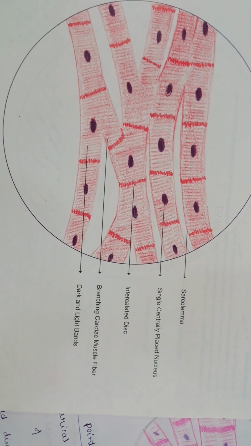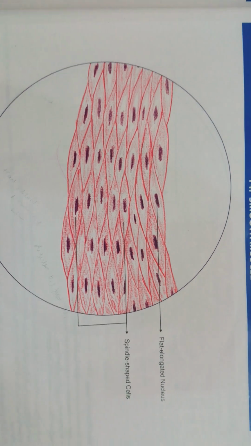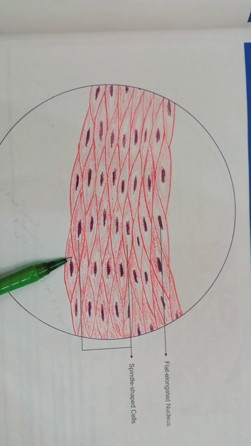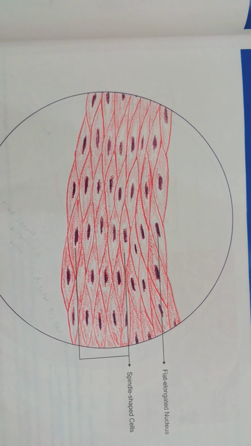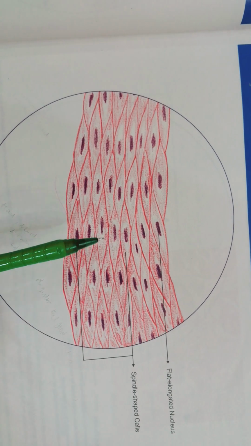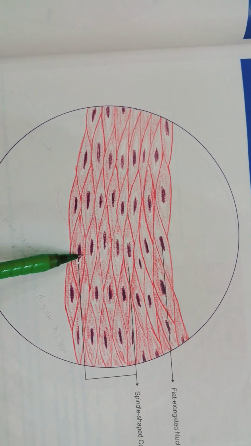Now let us see the smooth muscle. It consists of flat elongated nucleus and spindle shaped cells. This looks like this. It is non-striated and involuntary. These are the spindle or fusiform shaped cells with central oval elongated nucleus.